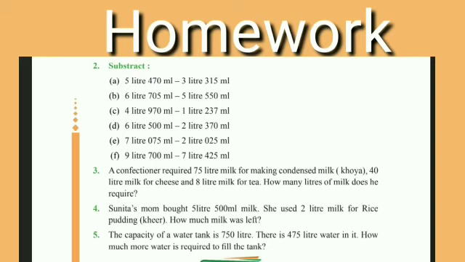Now it is time for homework. From home you will solve questions number 2, 4 and 5 of exercise 5.9.